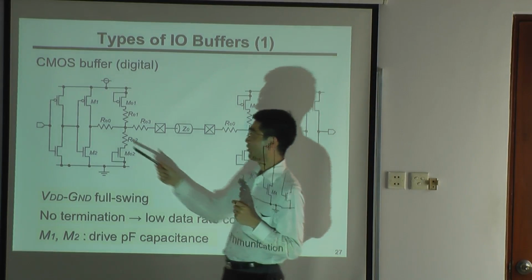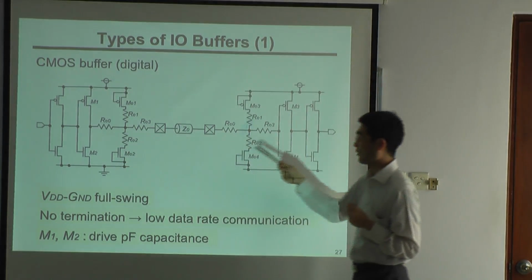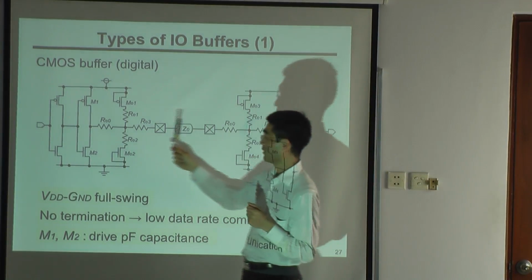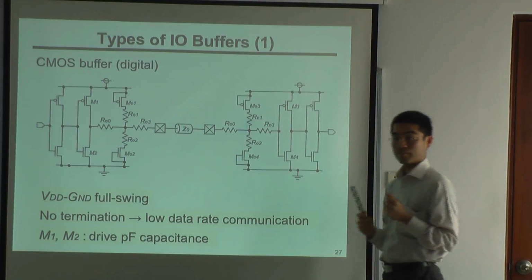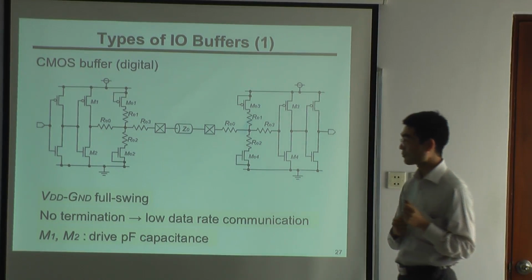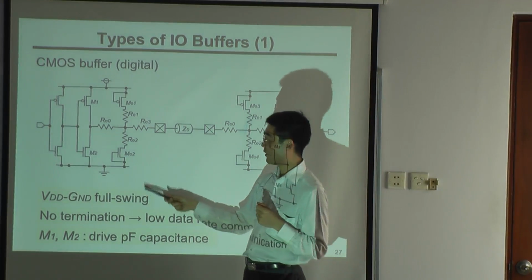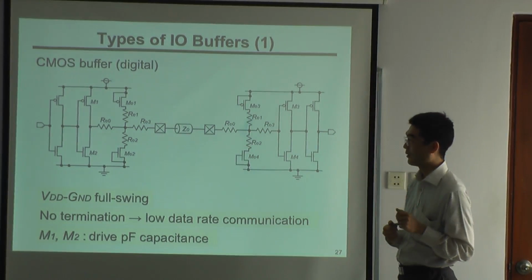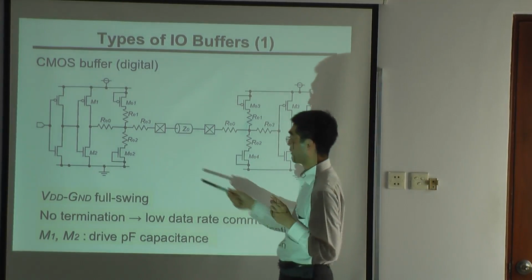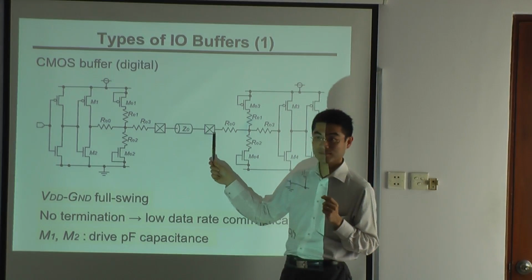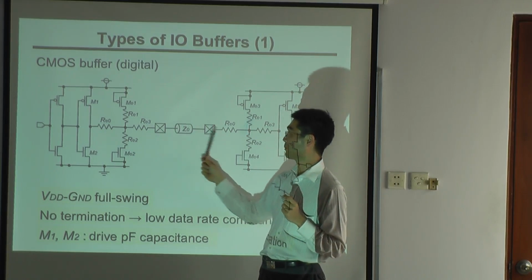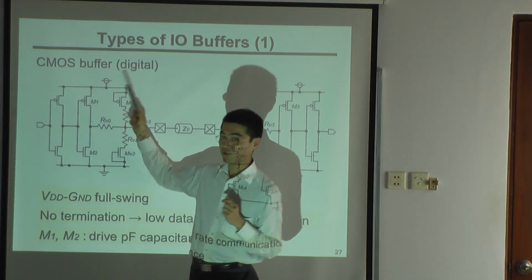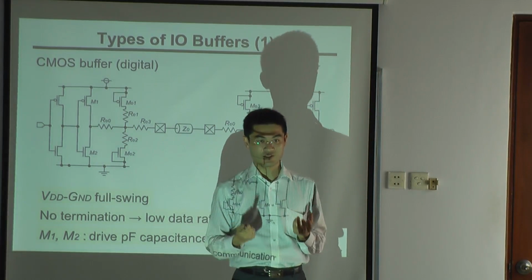The sender side is just inverters, and the receiver side is also inverters. Both of them have ESD protection. In this case, the high and low signals are VDD and ground. And again, the path has picofarads of capacitance. So in order to drive picofarad capacitors, these inverters should be large, very large.